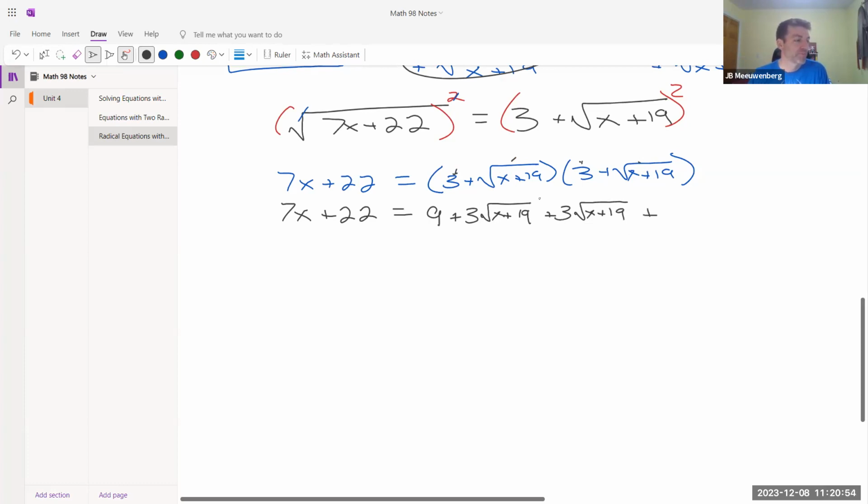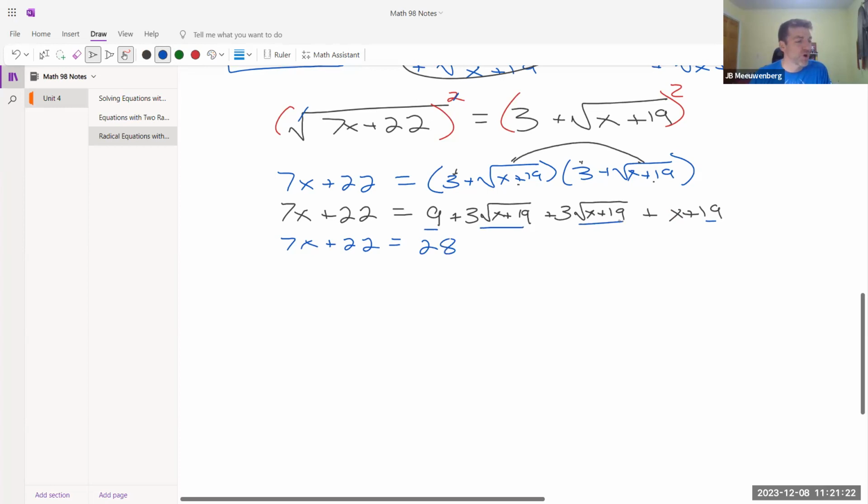Now here, be careful. We have the square root of x plus 19 times the square root of x plus 19. Whenever that happens, the radicals are just going to cancel each other out, and you're going to be left with x plus 19, okay? So you're just going to be left with the inner part of that radical. Let's clean some stuff up. So I'm going to leave this alone for now. And on the right side, I've got a 9 and a 19 that I can add. So that's 28.